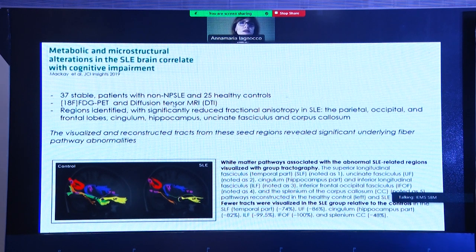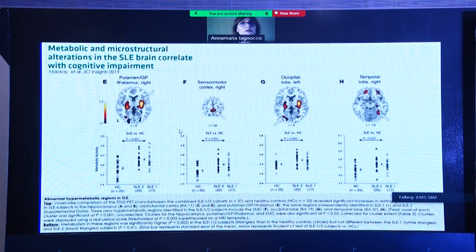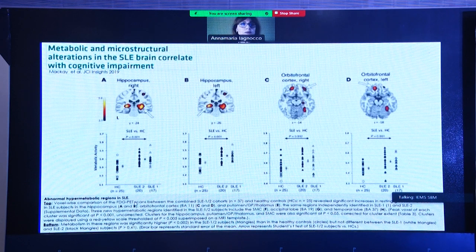This is another study in patients with lupus and without neuropsychiatric manifestation, applying FDG PET and diffusion tensor MR. And you can note here that fewer were present compared to control, and also you see that there were different abnormalities in different areas of the brain, as you can see in the different images, and the metabolism in this region was significantly higher in lupus patients compared to healthy controls, but there was no statistically significant difference between the different subgroups of lupus patients.